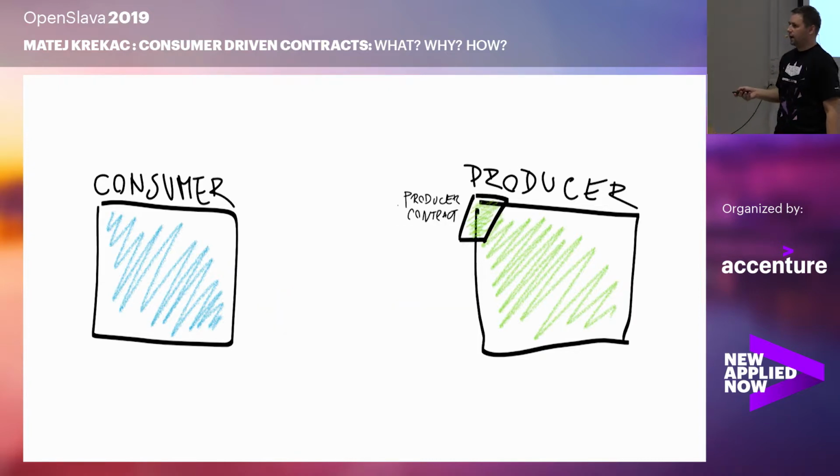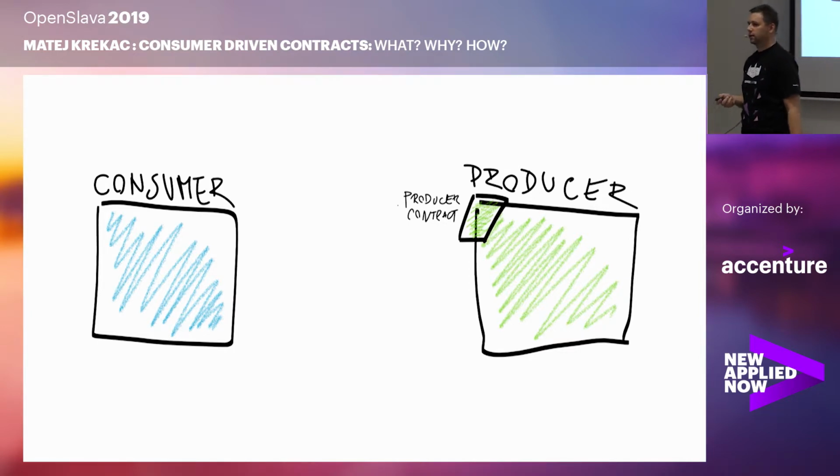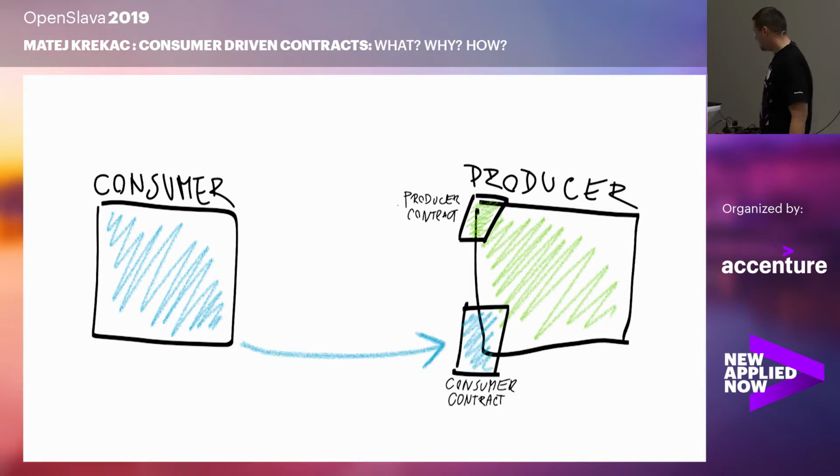On the producer side, there is a producer contract. That's the little thing up there, and that defines what the producer does. So that's your schema, that's your Swagger, right? It defines what the producer does, what the endpoints are, descriptions, and so on. And consumer-driven contracts means that the consumer provides a contract to the producer, and this contract says what the expectations of the consumer are and what the consumer would like to have from the producer. The consumer provides this file to the producer.